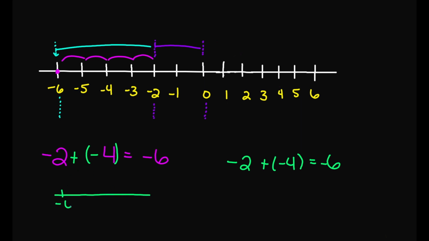So we have negative 6, negative 5, negative 4, negative 3, negative 2, and negative 1. We'll stop here for now. So I'm going to go to my negative 2, which is right here. And I'm going to move to the left 4 because we are adding a negative integer. So we do 1, 2, 3, 4. It puts us right here at my negative 6, which is what we have here, and which is also what we have right here.